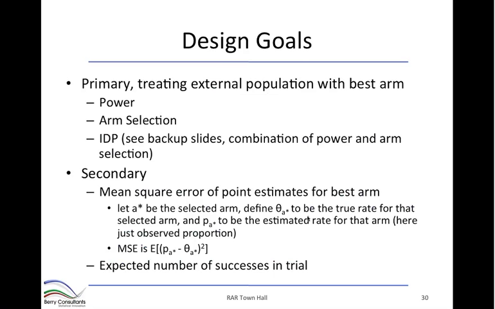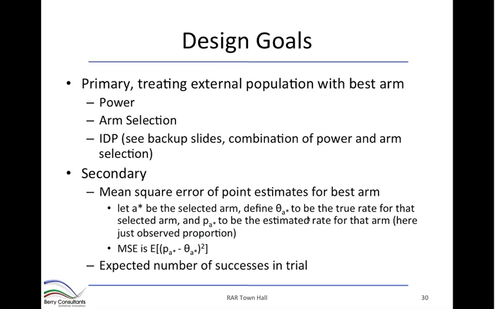My main goal is to treat the external population well. So I want to find an arm that's effective, and I want to give this to a broader group of people. I care about power. I want to make sure that I can say, you know, this works, as opposed to, oh, nothing worked, so let's keep doing the standard of care in the broader population. I care about my arm selection. I'm again emphasizing this is a situation where I care about the best arm.